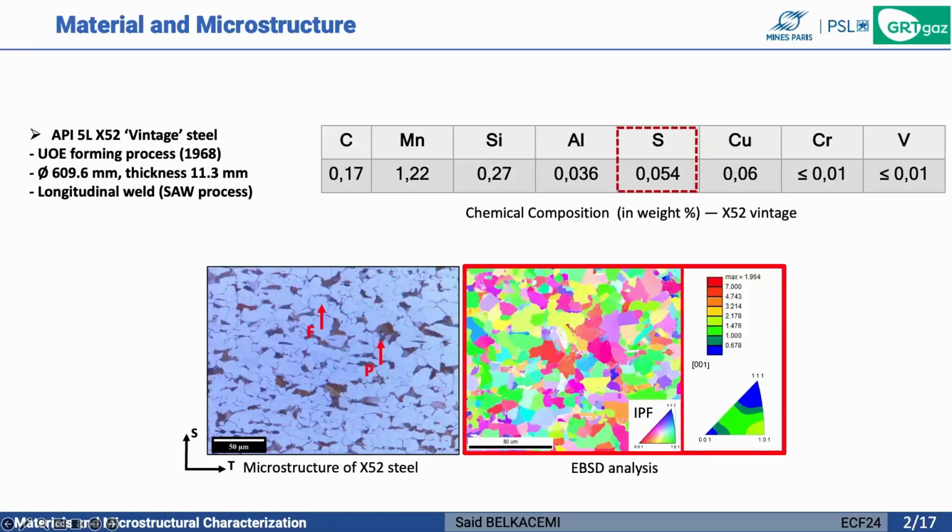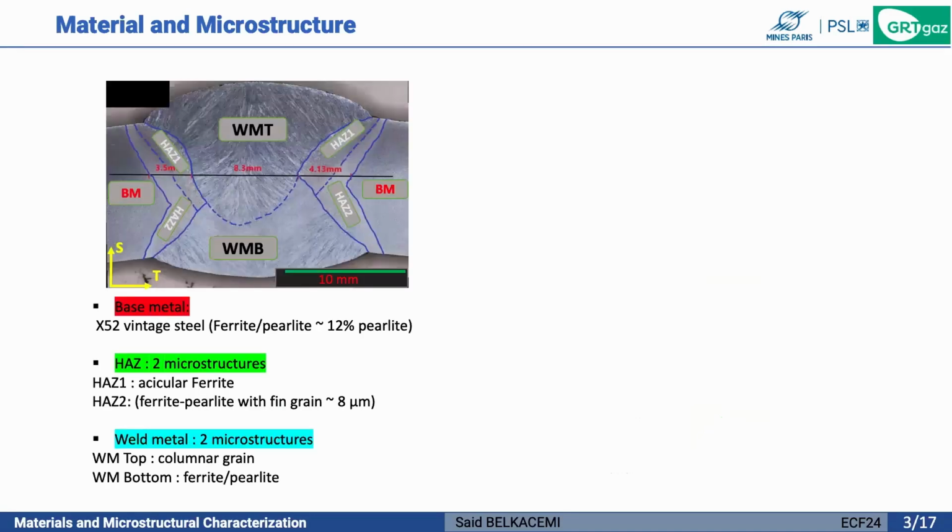So the material used in this study is a vintage X52 low carbon steel and its longitudinal submerged arc welding. Concerning the chemical composition, we have presence of manganese and silicon, but we notice also the presence of sulfur, which will be the reason of the formation of some complex inclusions. The microstructure of the base material here is a ferrite perlite microstructure, and the EBSD analysis showed that we have no preferred crystallographic orientation.